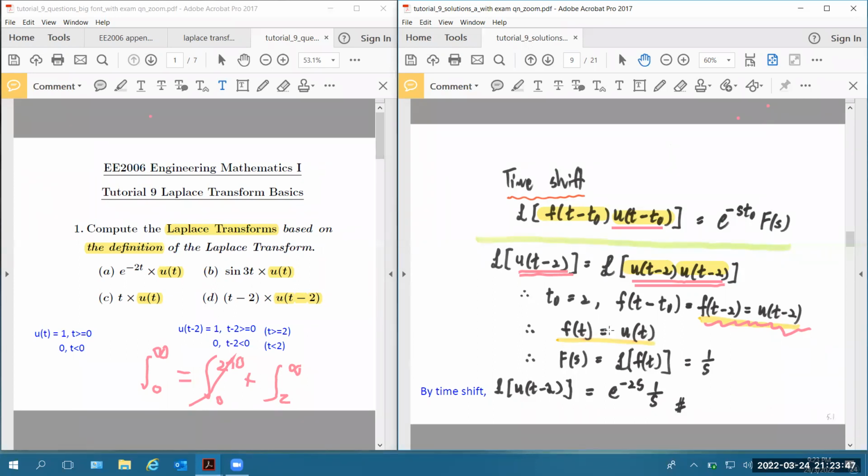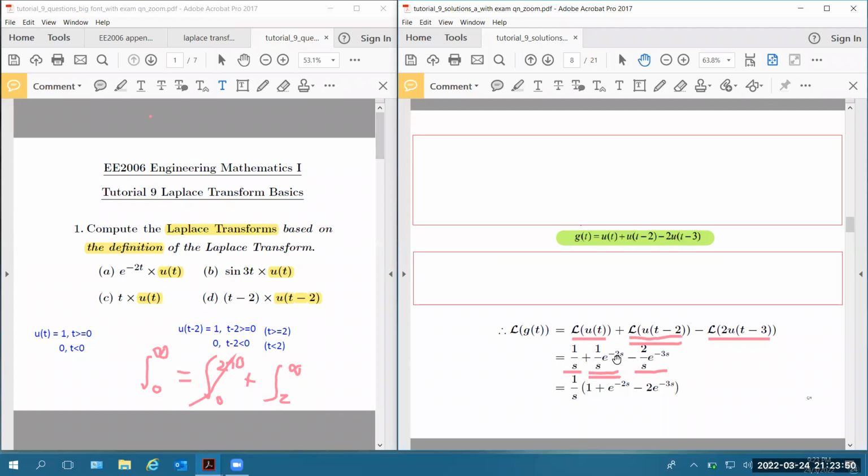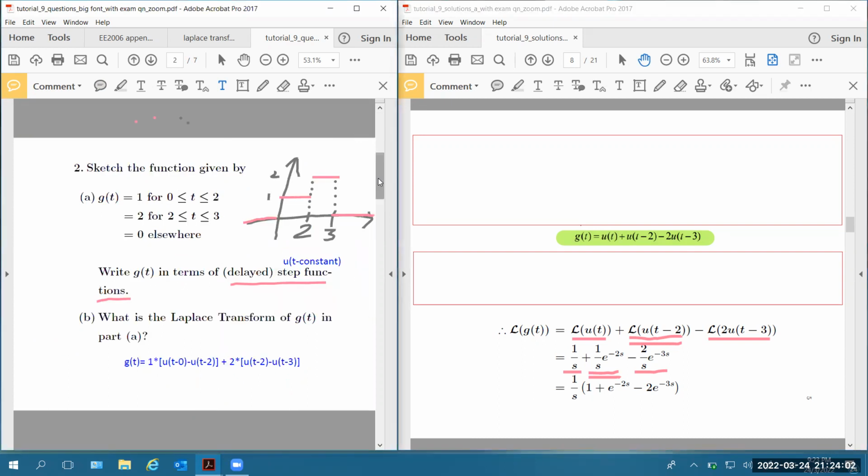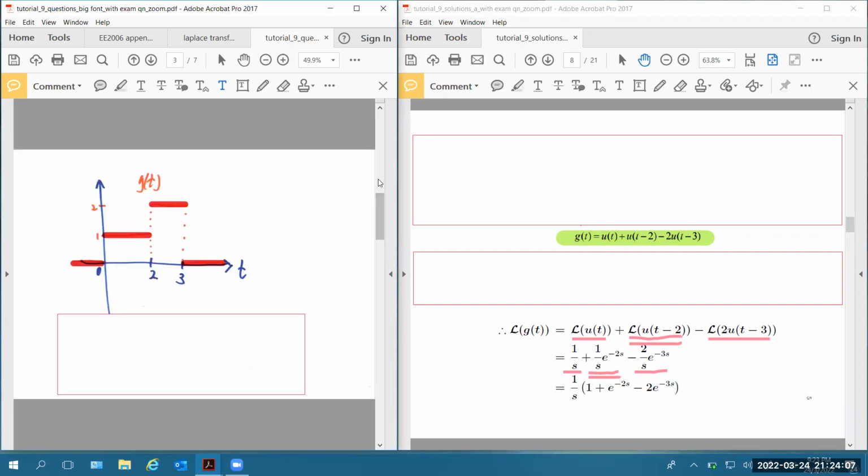Okay, so that's it. So now we know why this one is this. And of course, by the same reason, that's how we get to here. Okay, so that completes part B of the second question. So maybe we go to the third question now.